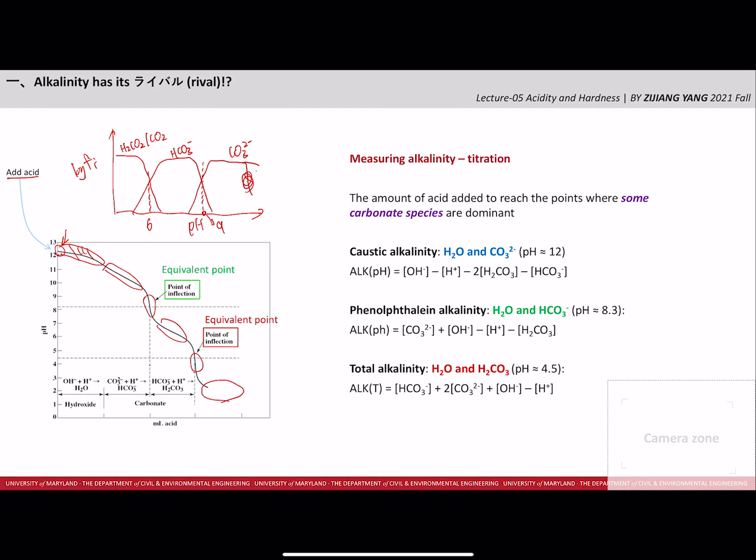And again, this is a buffer zone, and this is a buffer zone. This is not a buffer zone. This is a buffer zone, and this is a buffer zone. And it corresponds to the plot shown here. And we have caustic alkalinity, phenolphthalein alkalinity, and total alkalinity. I think we did the experiment together, these two, yesterday.